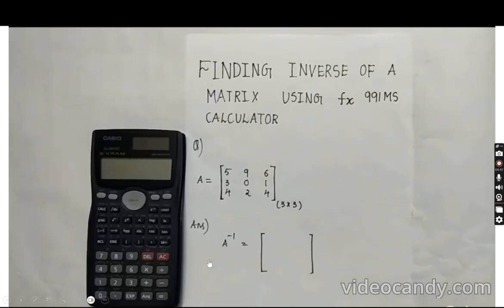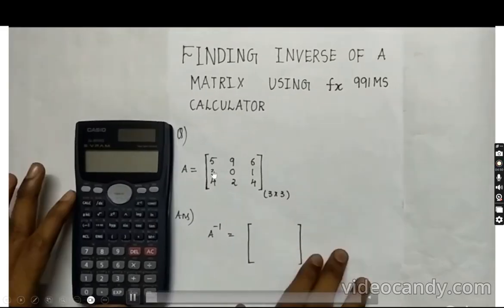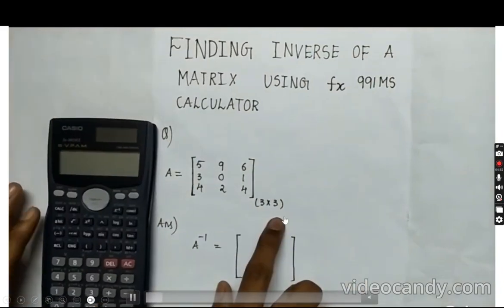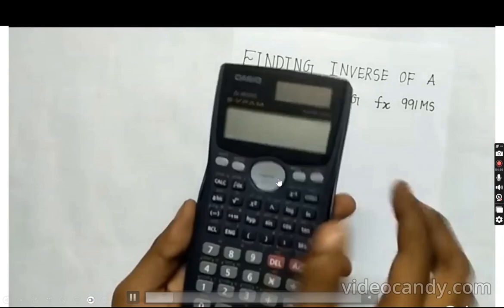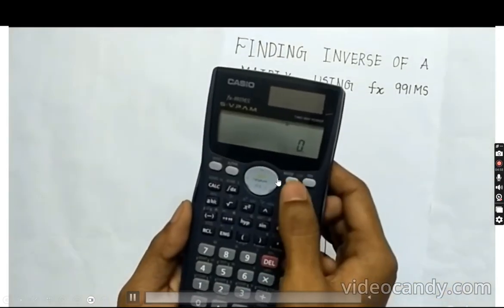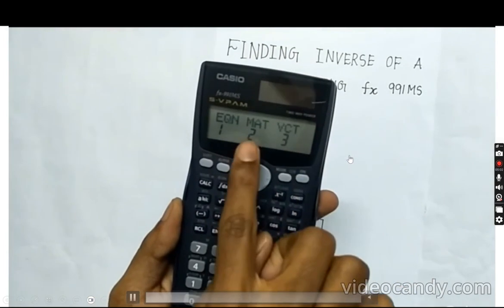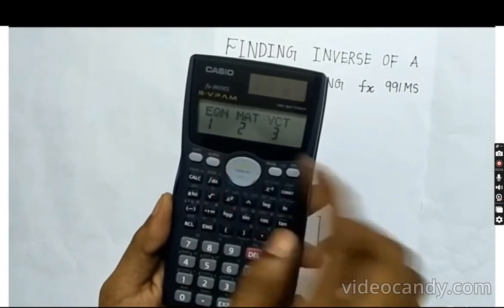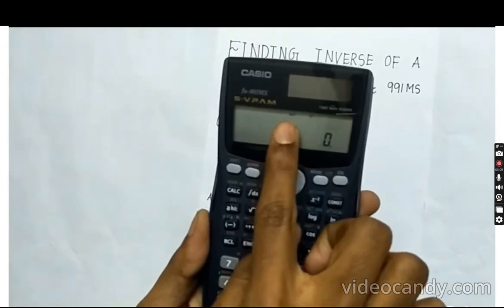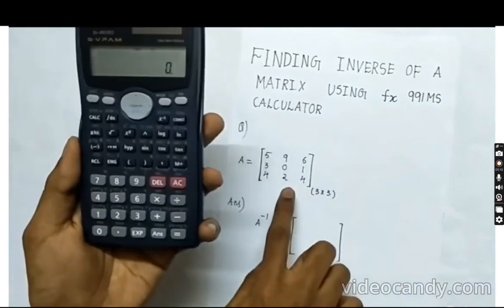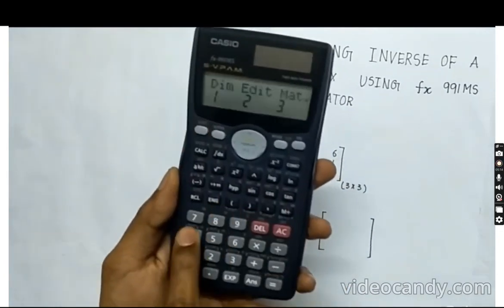I'll tell you how to calculate the inverse of a matrix in your scientific calculator. We are going to find the inverse of a 3x3 matrix. Go to Mode. Here in Mode you have to choose Matrix, so press 2, and then press Shift and 4 to enter the values for the matrix.